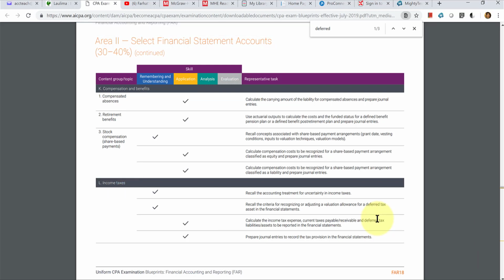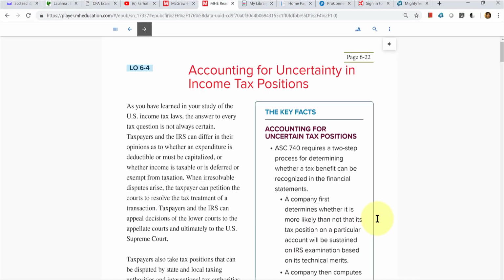So if you take a look at the columns here, remember and understanding, you generally just have to know the principle, maybe not do any specific type of calculation. So the first subtopic here, recall the accounting treatment for uncertainty in income taxes. We always want to take a position to help the taxpayer reduce their taxes. And of course, the IRS may contest it. So there's always the probability and uncertainty that we may get audited and lose that position we've taken. So that coverage, that rule, is covered here in our textbook on page 22 of chapter 6. Okay?